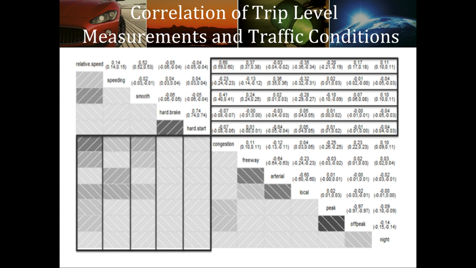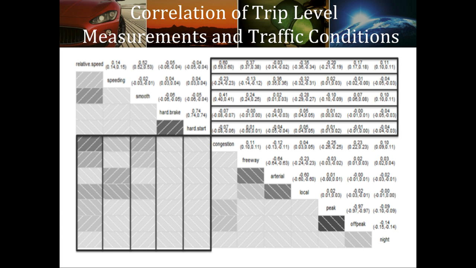Similarly, results between relative speed and freeway show that trips on the freeway are more likely to have good car following behavior. Speeding is positively related with arterial roads, but negatively related with local streets, indicating that drivers are more likely to be speeding on arterial roads, where there may be greater traffic congestion, and are less likely to be speeding on local roads, where traffic is light and interrupted by more traffic control.